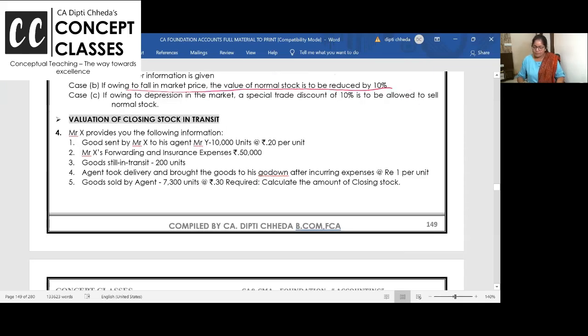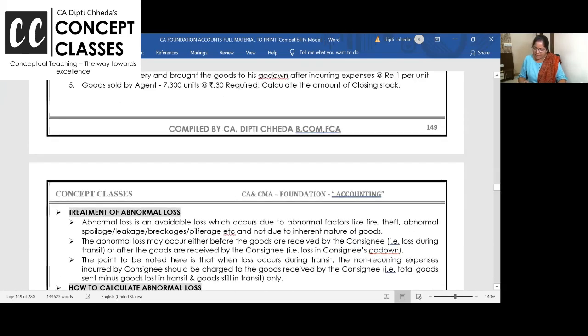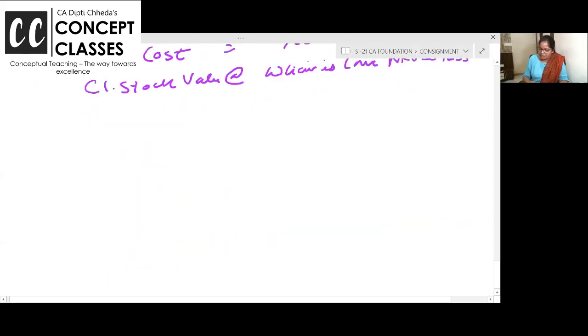Fourth problem. Just similar. वही आपको बोला ना goods in transit है तो कैसे करोगे? Goods are sent. Forwarding expense 50,000. 200 units are in transit. Agent took the delivery after incurring 1 rupee. 7,300 units are sold. Same concept, but this time 200 units are in transit. Fourth problem we will do for practice by writing a note.